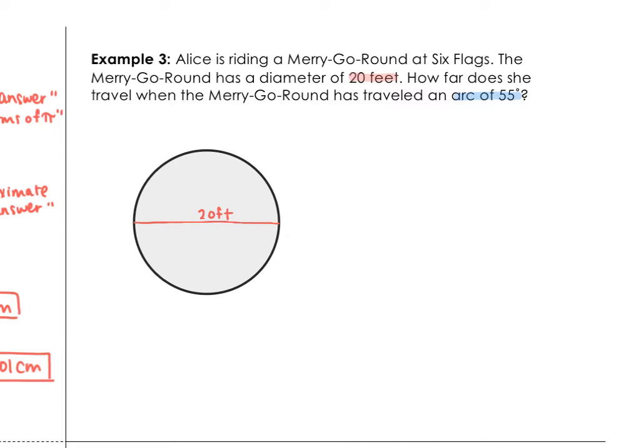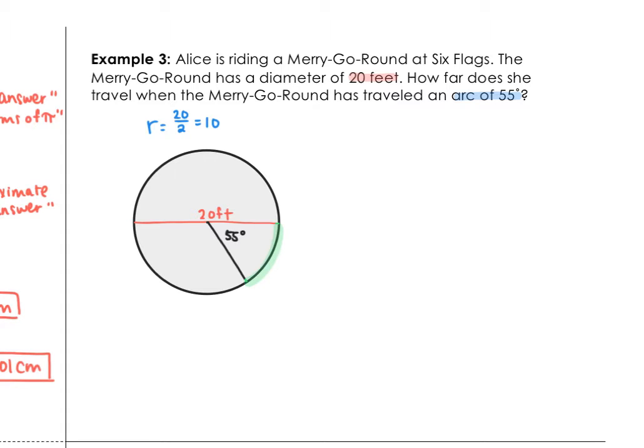Okay, so we want to know how far does she travel when she travels an arc of 55 degrees. Okay, so I'm going to go ahead and draw in my 55-degree arc, which would maybe be this much. So we're trying to solve for this piece right here. Okay, so just kind of like the previous problem, once you draw the picture, it just becomes a normal problem. First thing we need to do is we need to figure out what the radius is because we're given the diameter. So the radius in this case is half of the diameter, so 20 divided by 2 is 10.